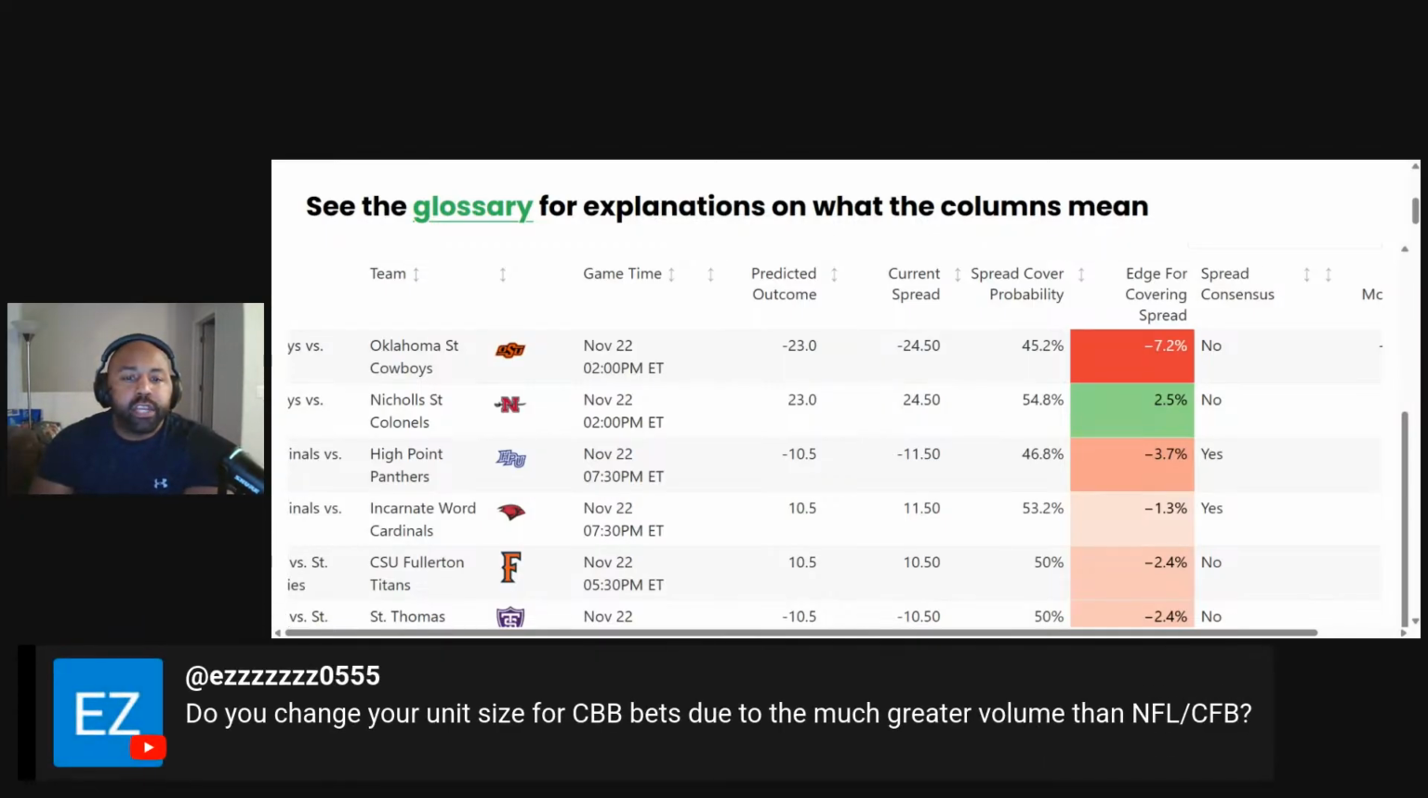All right, we got another question here. Do you change your unit size for CBB bets due to the much greater value than NFL or CFB? Easy, 100%. I can tell you, just looking at the 4% edge bets, right now we're probably getting around 3 to 4 today, which is definitely manageable. But if you wanted to just do strictly edge bets, and that's only for spreads, if you want to do spreads and totals, you can literally get into dozens of bets every single day.